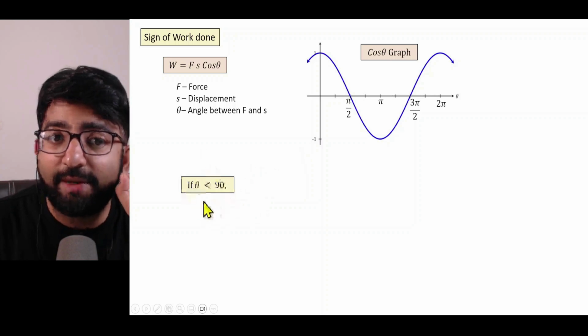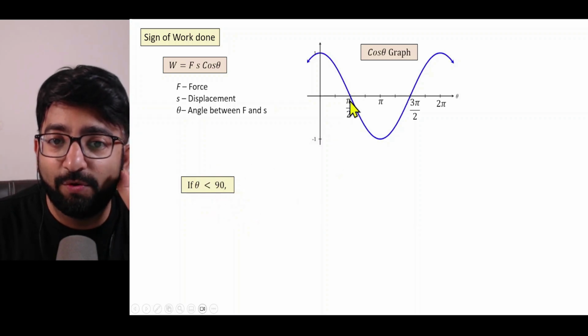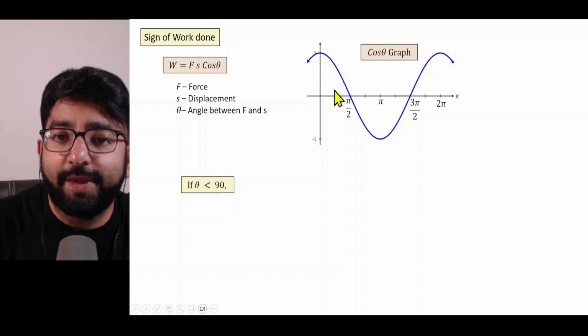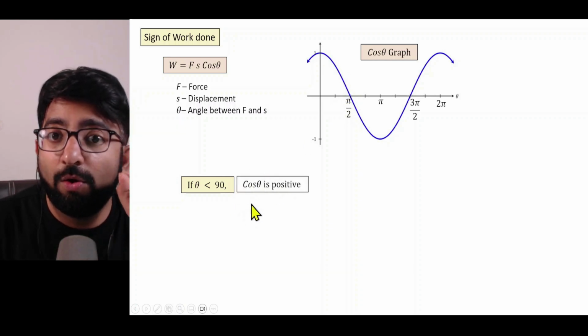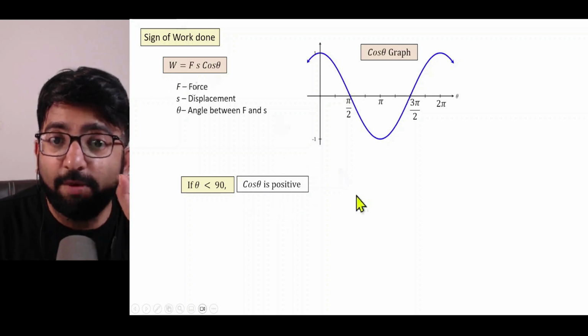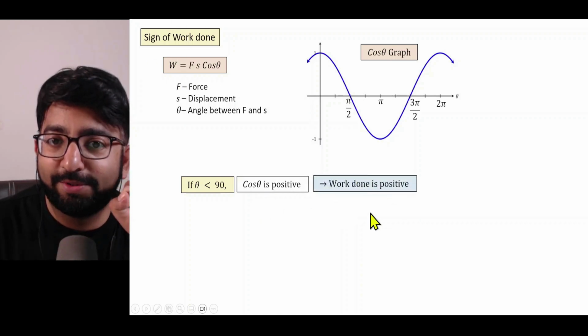So let's say if the angle theta is less than 90 degrees. So we are considering this part of the graph. So less than 90 degrees, you can see the graph is above the x-axis. Which means we can say cos theta is positive. Now since cos theta is positive, the sign of the work done will be positive.